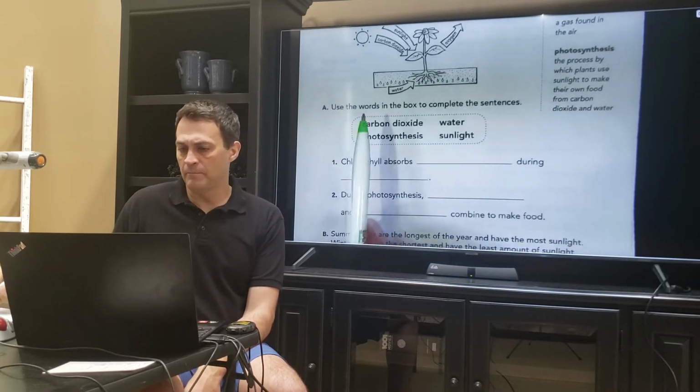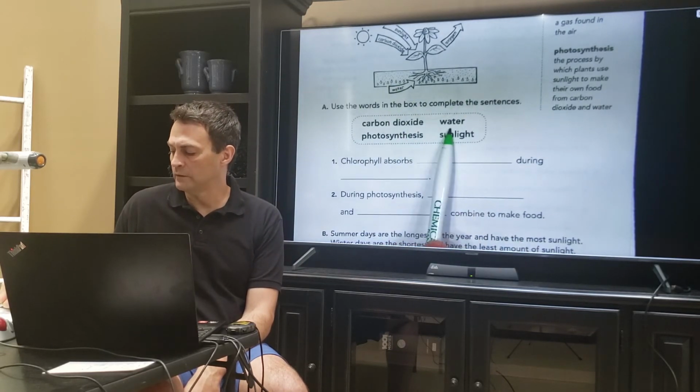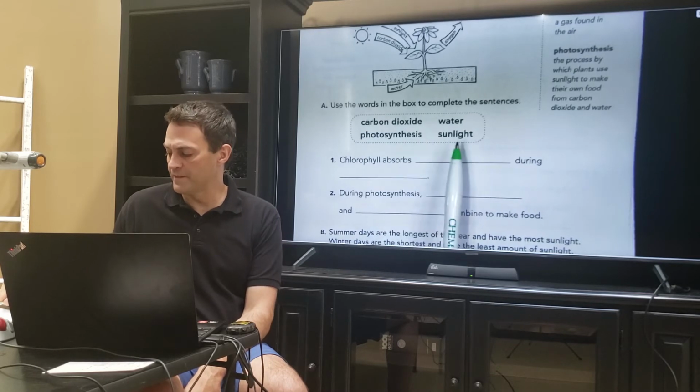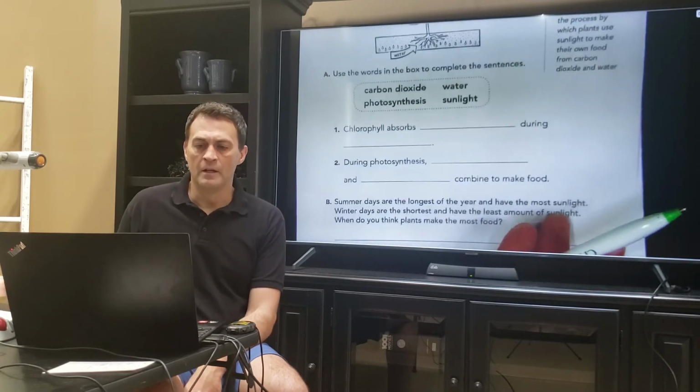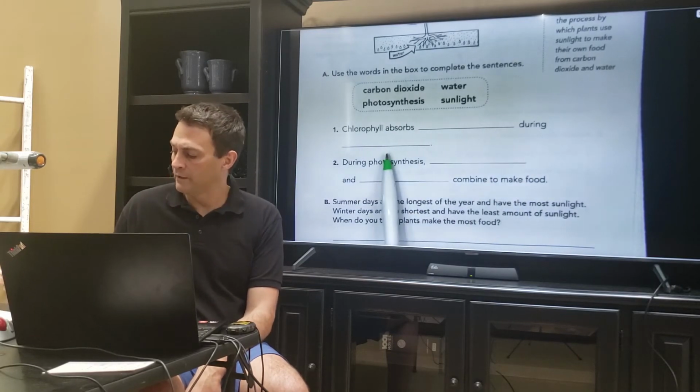Use the words in the box to complete the sentences. We have carbon dioxide, we have water, we have photosynthesis, and we have sunlight. All right, so number 1, chlorophyll absorbs blank during blank. I'll give you a hint.